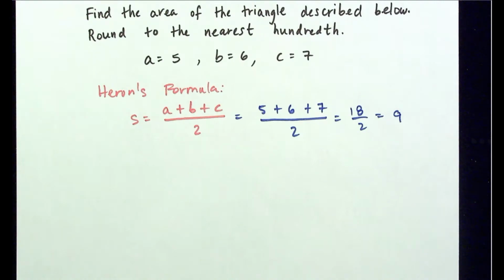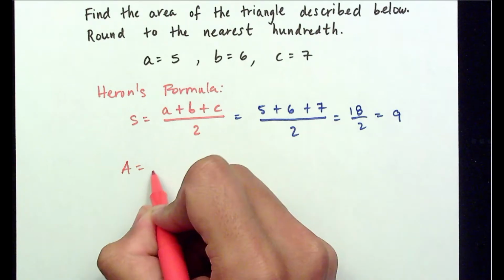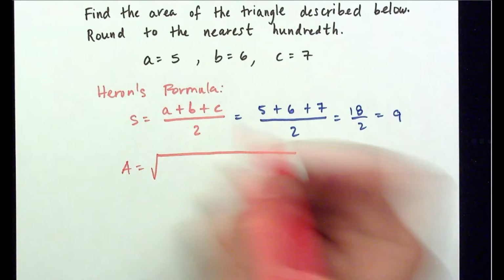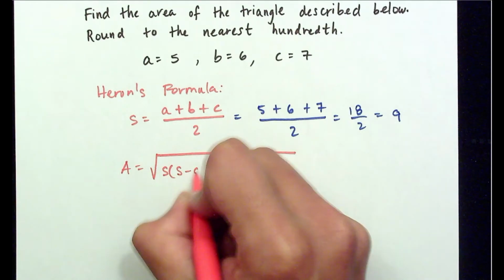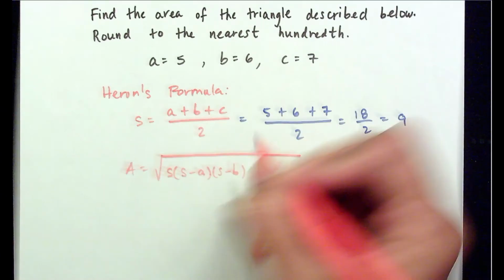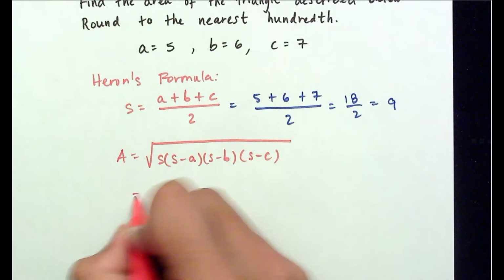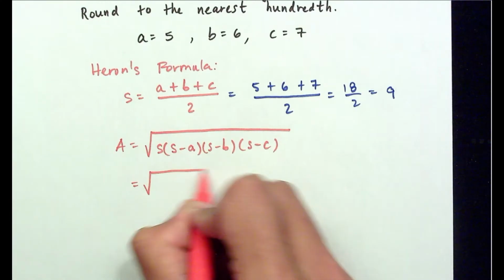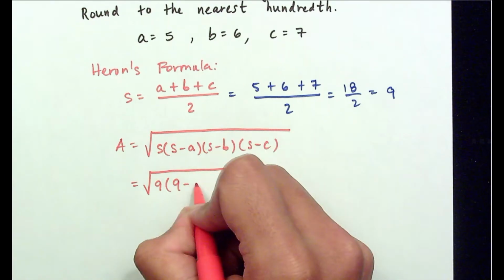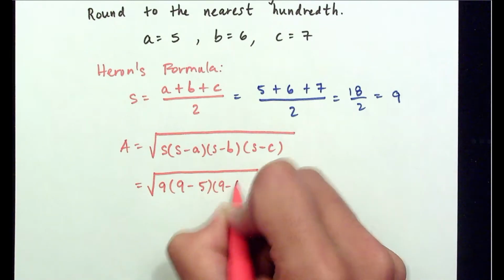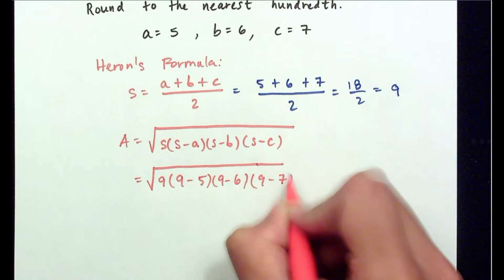Once you find the semi-perimeter, you plug it in this formula. The area is the square root of S, and now subtract each of the sides in turn: S minus A, S minus B, S minus C. So with our numbers, this means the square root of 9, 9 minus 5, 9 minus 6, the next side, and the last side is 7, so 9 minus 7.